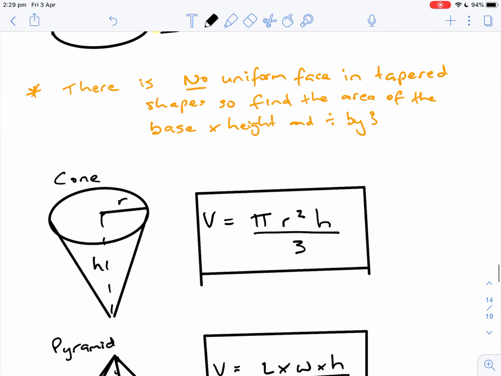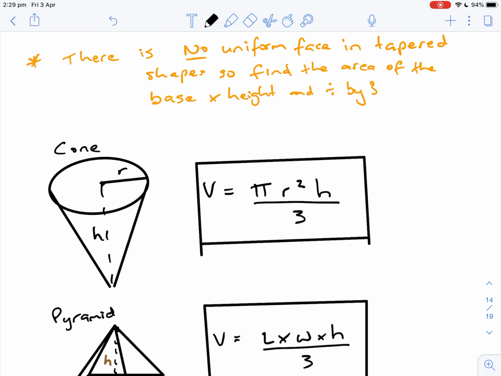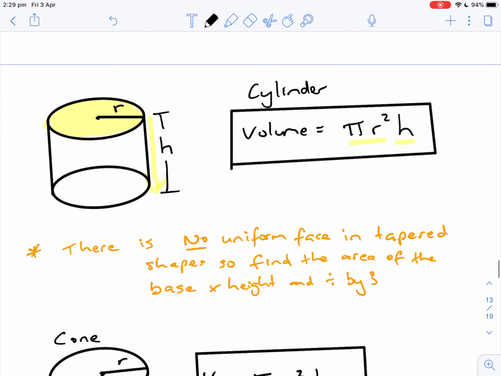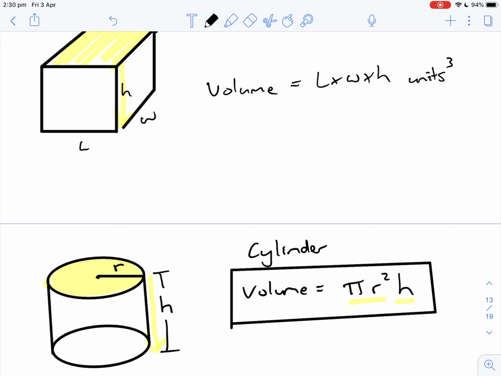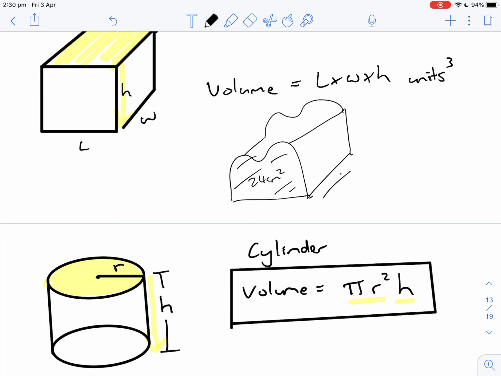Okay. Now, when we come to do something like a cone, then there is no uniform face. I'm going to revert backwards for a moment. If I had a shape, let's say like a loaf of bread, and I asked you to find the volume of the loaf of bread, then you don't have a formula for this shape, but I'd have to tell you what the surface area of one face was, and then I'd have to tell you what the width of the thing was. So I'd say, well, I know the face is 24 centimetres squared, and then timesing it by the width of that shape would give me my total volume.